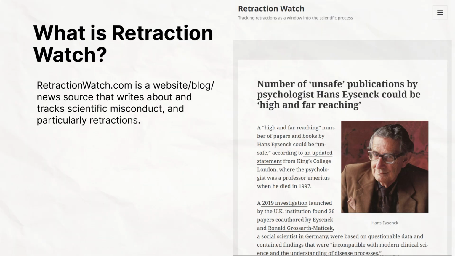So moving on to Retraction Watch. What is Retraction Watch? Well, it's a website, a blog, a news source that specialises in writing about scientific misconduct, and particularly retractions. If you visit this website, every week you will see new stories about scientific misconduct and specific retractions. At the time when I wrote this presentation, this was the prominent story on the site about the unsafe publications by a famous and very successful psychologist.